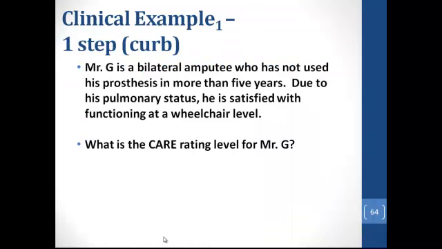Example number 1 is Mr. G, who is a bilateral amputee who has not used his prosthesis in more than 5 years. Due to his pulmonary status, he is satisfied with functioning at a wheelchair level. What is the care rating level for Mr. G? The best response is N, not applicable, because he is not a candidate for prosthetic training due to his pulmonary status, and he is satisfied with functioning at a wheelchair level.